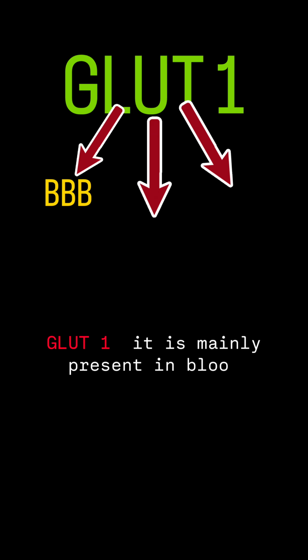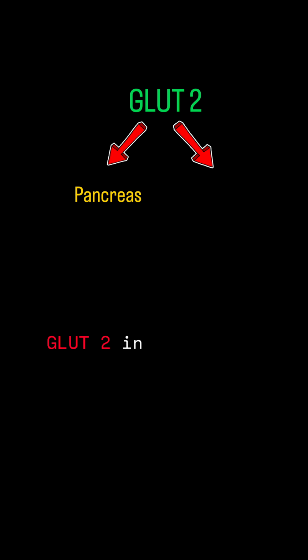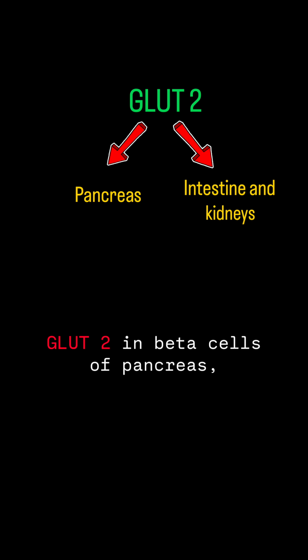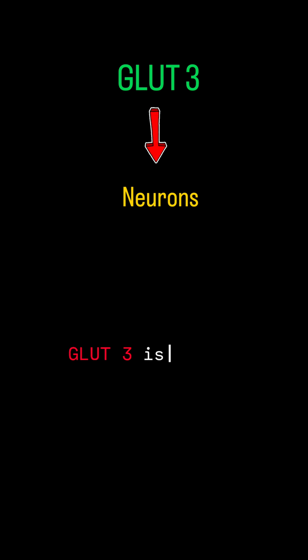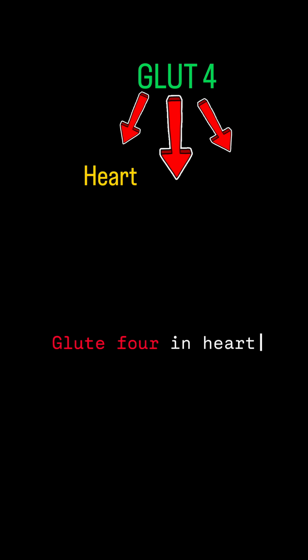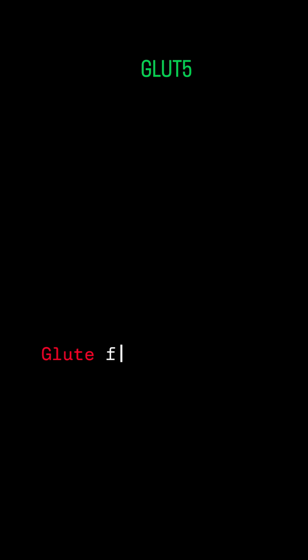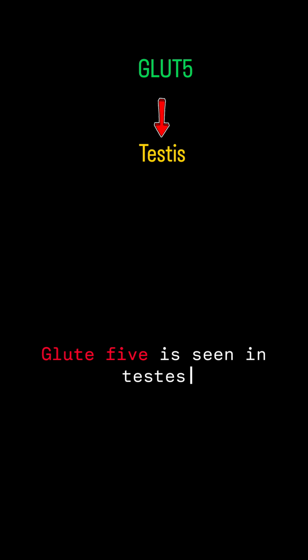GLUT 1 is mainly present in the blood-brain barrier, placenta, kidney, and RBCs. GLUT 2 is in beta cells of the pancreas, intestines, and kidneys. GLUT 3 is mainly present in neurons. GLUT 4 is in heart muscles, adipose tissue, and skeletal muscle. GLUT 5 is seen in testes.